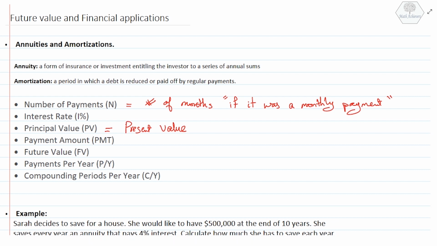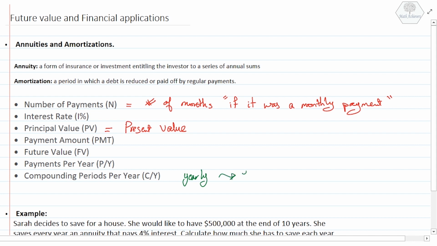So for the compounding periods per year, if it was yearly, then it's equal to 1. If it was semi-annual, then it's equal to 2. If the compounding was quarterly, then this will be equal to 4. If the compounding was monthly, then the compounding periods are equal to 12.